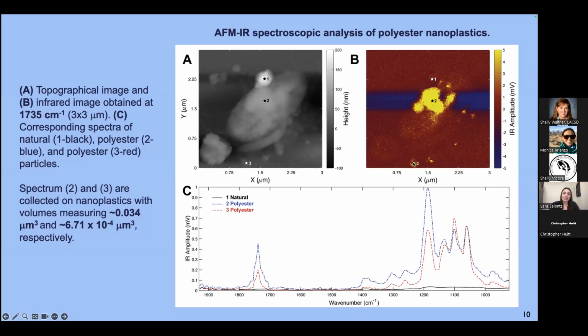So this one here is the smallest one that we identified at 14 nanometers. And of course, the detection limit goes down to approximately 6 nanometers pixel size. And you can see that the blue PES signal is from the larger one, and then the one here is the red one. And then the black is the natural particle, and it does not have a distinct signal in the 1735 here.